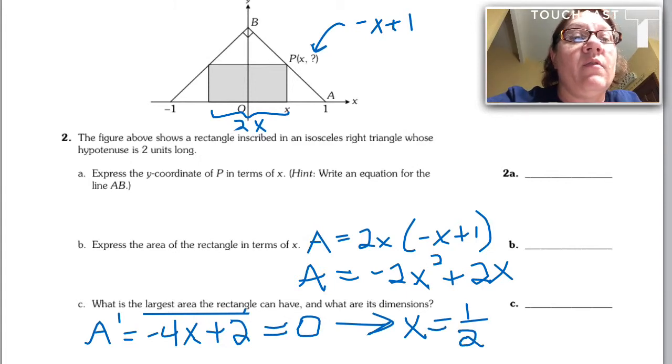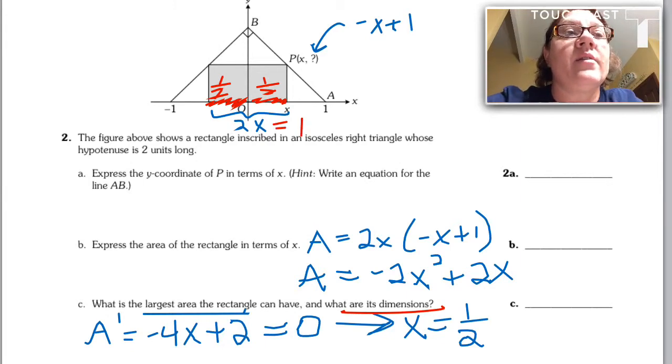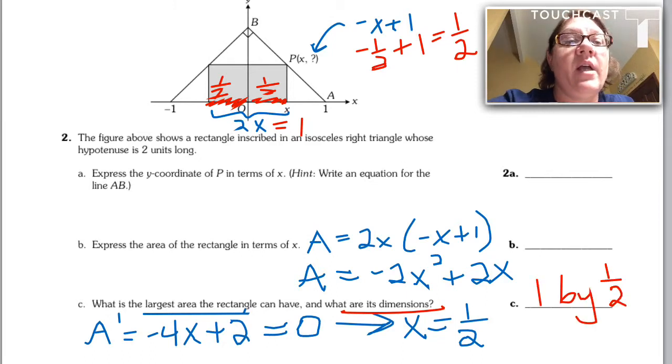So now I'm looking for the dimensions. So remember, that means this side is 1/2, and this side is 1/2. So that whole length is 2 times 1/2, or 1. And since x is 1/2, up here when I plug it in, I'll get negative 1/2 plus 1, which is 1/2. So the dimensions are 1 by 1/2. Yay!